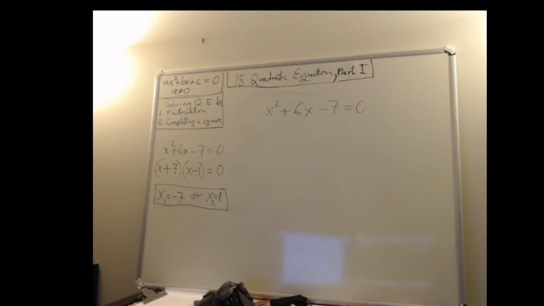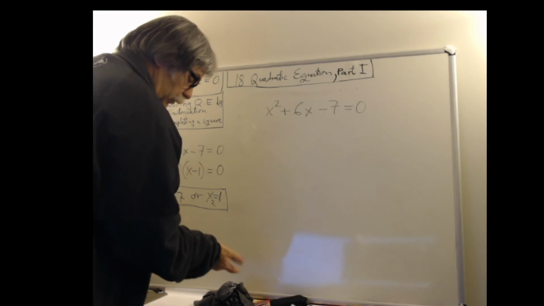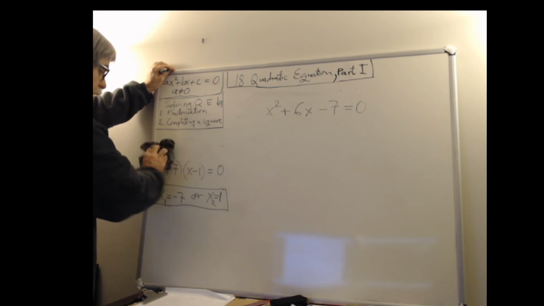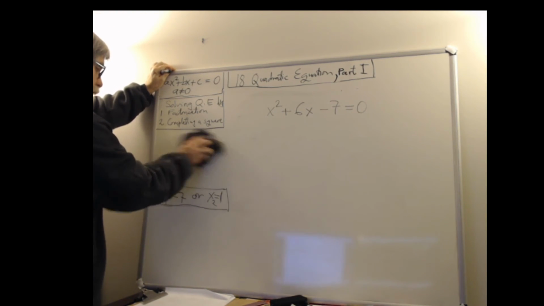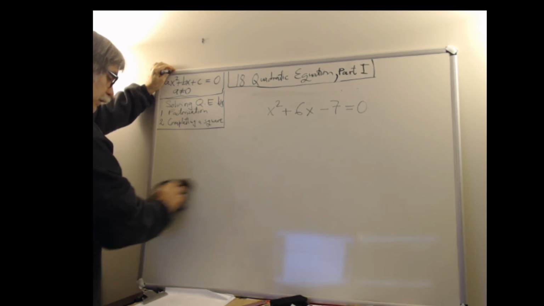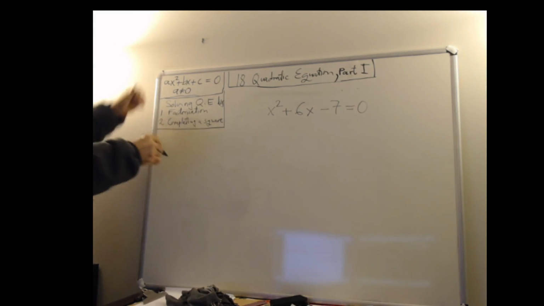Okay, so how does completing the square work? Well, you're going to have to complete the square. It's easy to say, right? So I already know what the solutions are, but I'm going to erase them and find them again by a different method. You're going to use this.